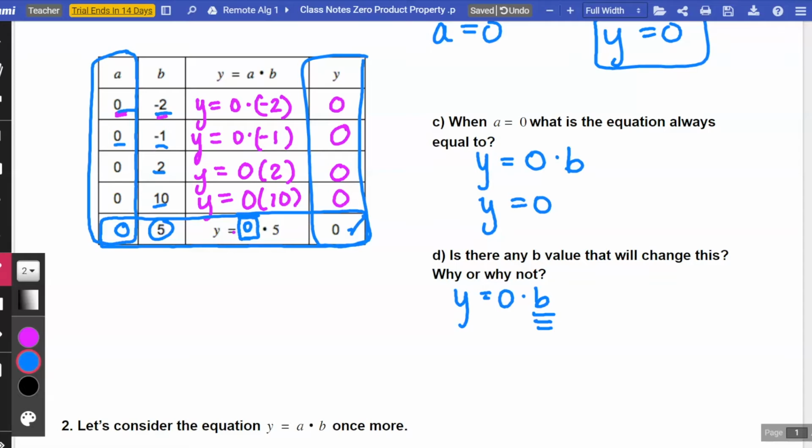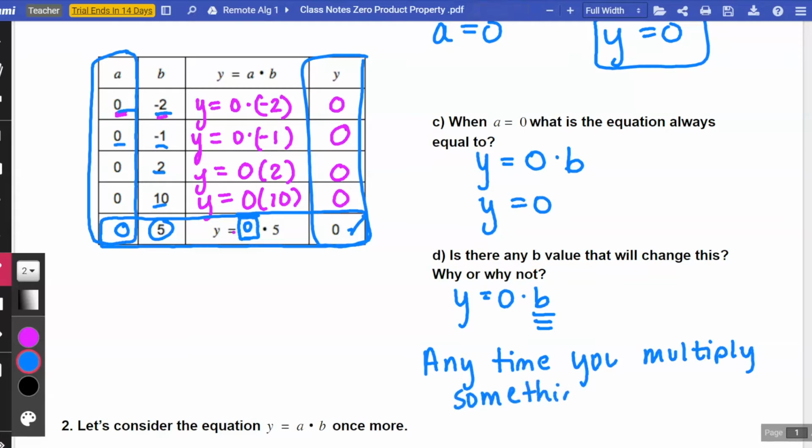The reason why is because anytime you multiply something by 0, you always get 0 for the product.